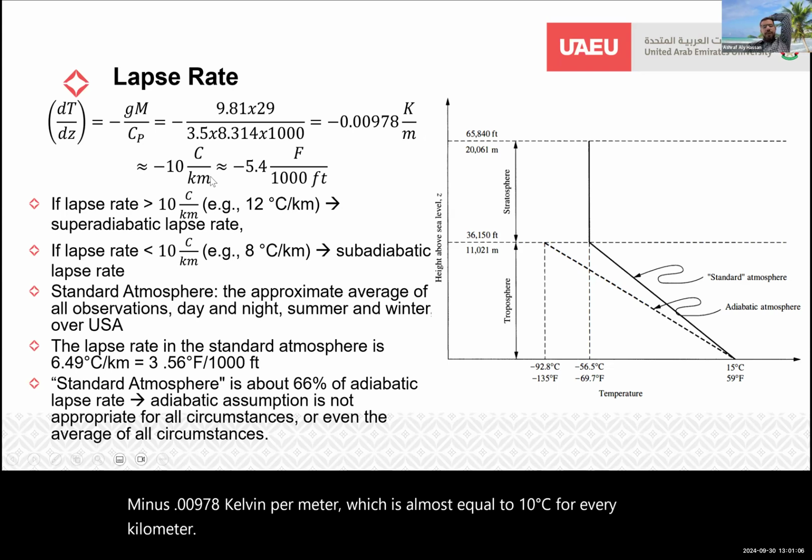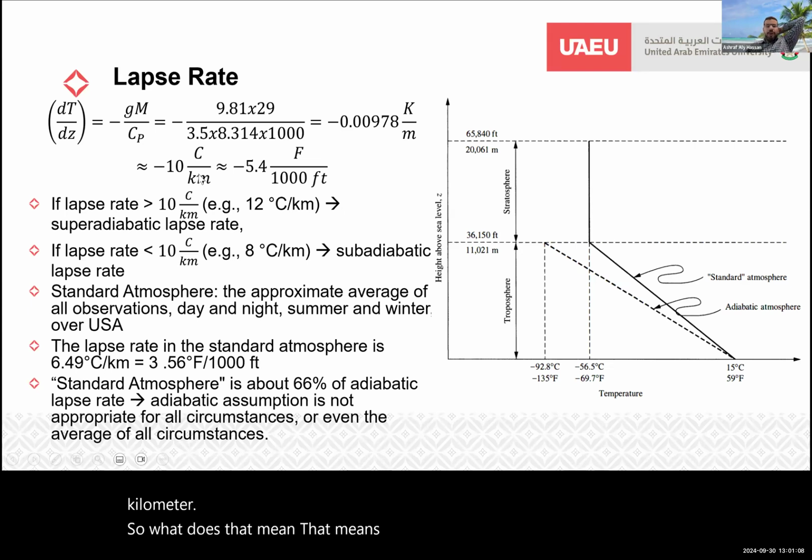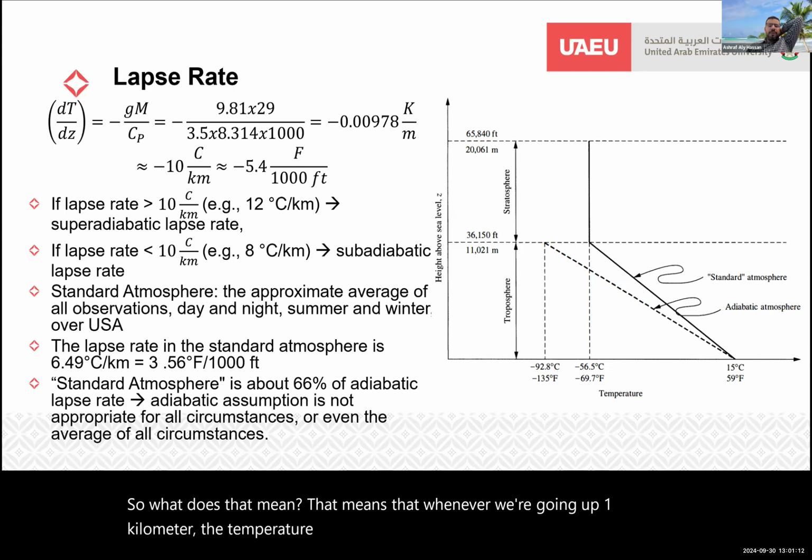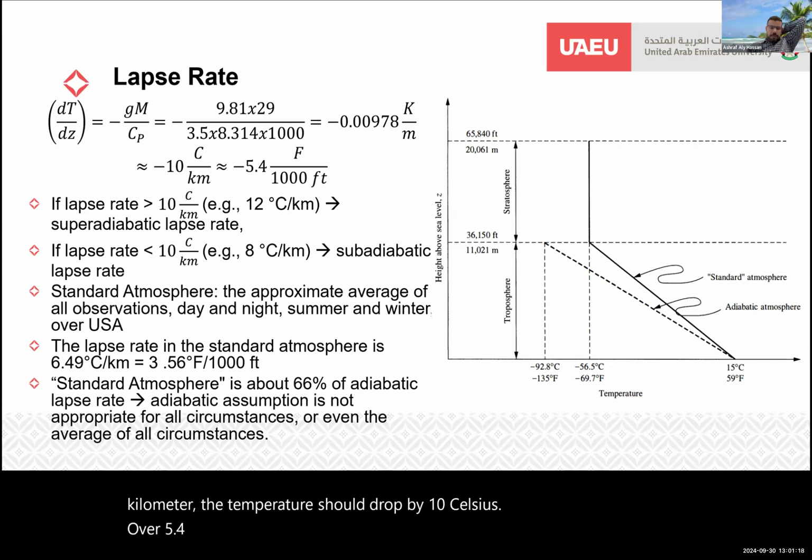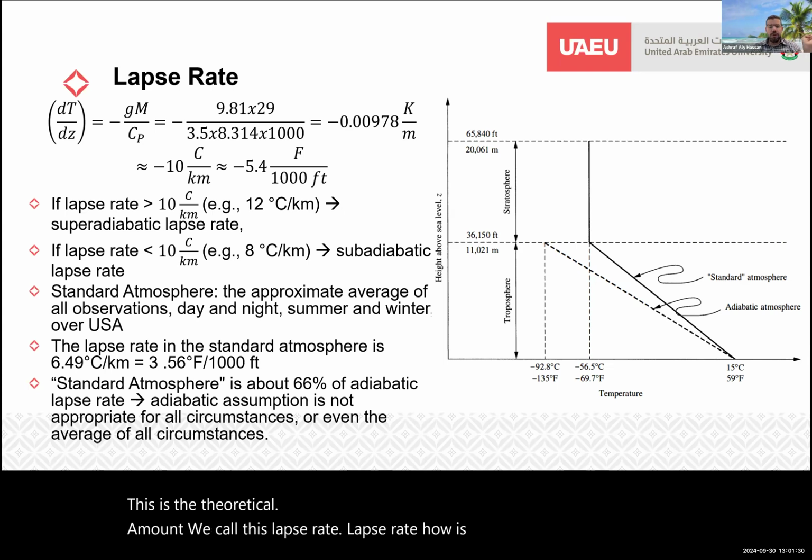So what does that mean? That means that whenever we're going up 1 kilometer, the temperature should drop by 10 Celsius, or 5.4 Fahrenheit for every 1,000 feet. This is the theoretical amount. We call this the lapse rate. Lapse rate is the change in temperature with elevation.